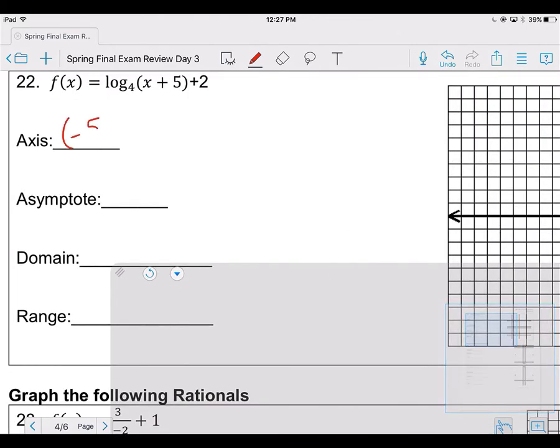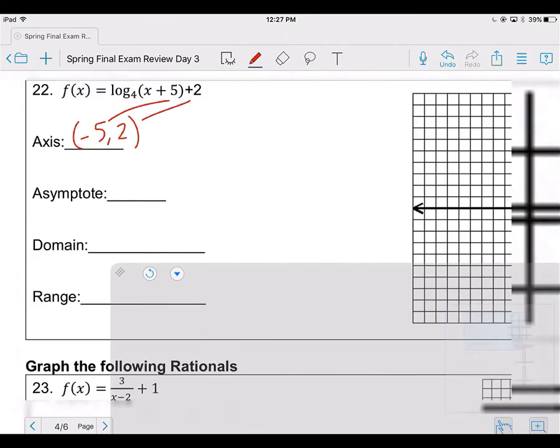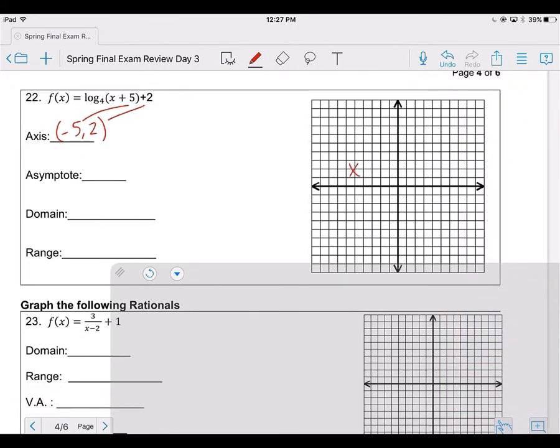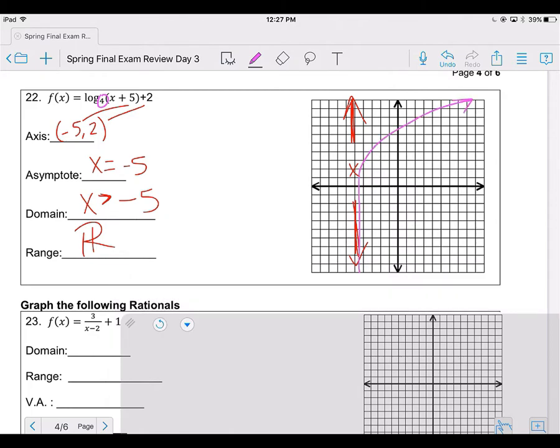My axis is always the opposite of what's inside with x, the same as what follows. So -5, 2. My asymptote is at -5 because logs are vertical. My domain will be everything greater than -5, and range is all reals. This one has a base of 4, so that means it's increasing, so I start low and go high. And remember that you can plug this expression into y equals at the beginning or after you've graphed it to make sure you graph it correctly.